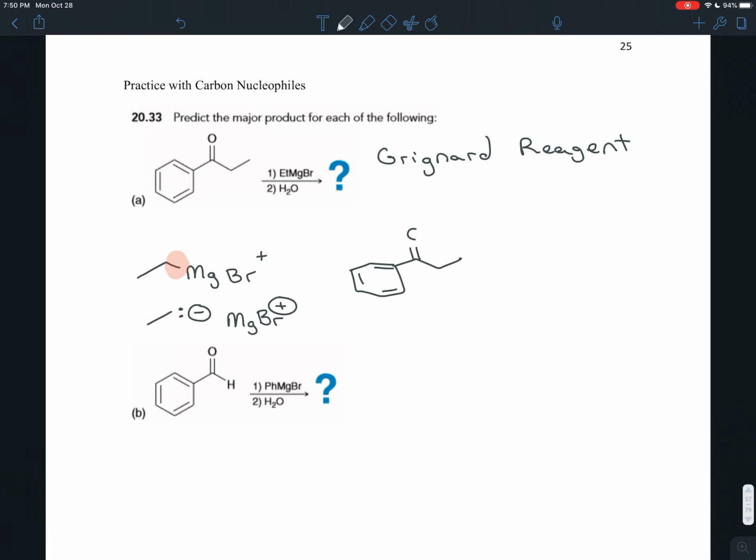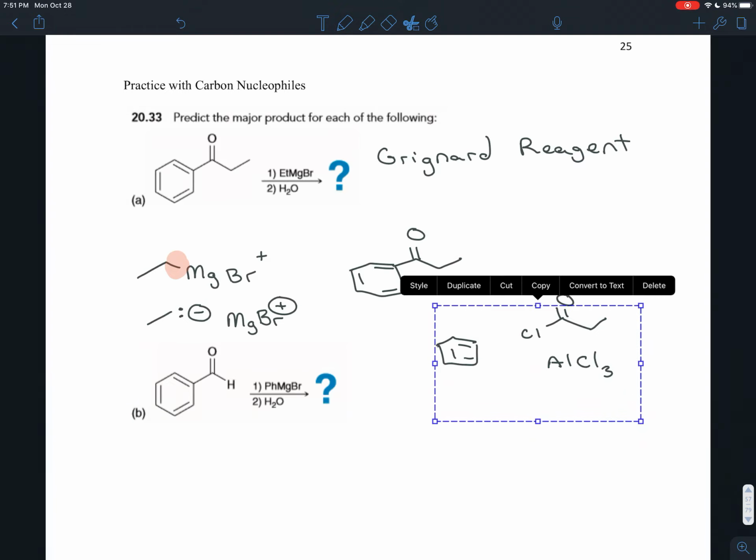In this case, a ketone. And when you see this, remember, try to make associations, remind yourself of the things you learned in previous chapters. Remember that you could make this doing a Friedel-Crafts acylation. You could have benzene reacted with the acyl chloride and AlCl3, and that would give you that molecule there. So that's just a fun callback.